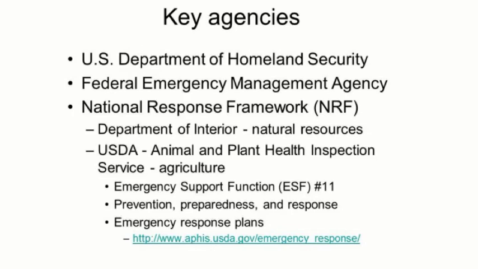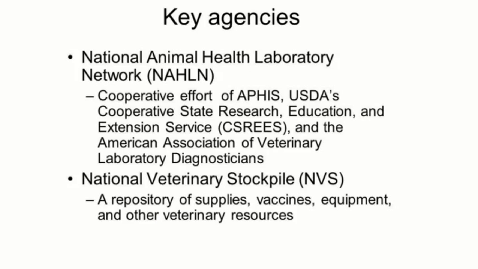I've got key governmental agencies to make you familiar with: the Department of Homeland Security, Federal Emergency Management Agency, and the National Response Framework. The Department of the Interior is responsible for natural resources and wildlife populations. USDA and the Animal and Plant Health Inspection Service are responsible for farm and agriculture. And so a lot of agencies work together to manage emergencies, including veterinarians, extension, and research.